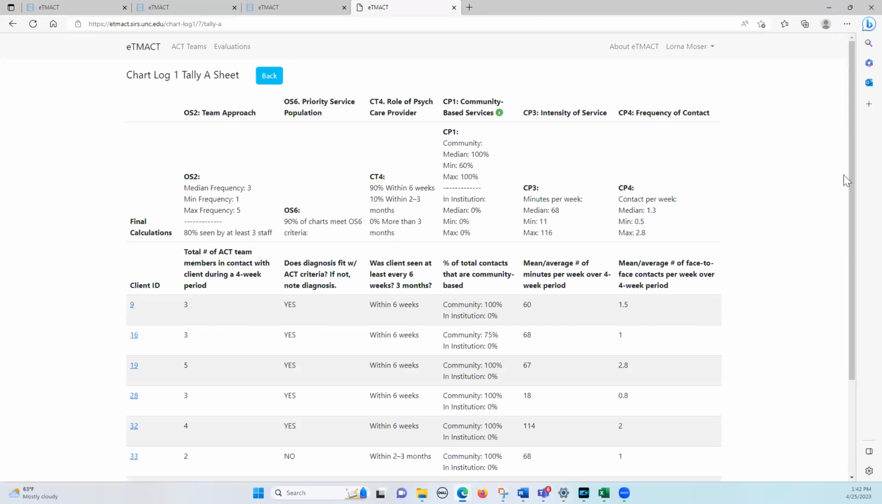What this is doing is what we used to have to do by hand or use some pre-developed Excel spreadsheet with formulas. It is calculating out some of the basic information around team approach, priority service population, role of the psychiatric care provider in terms of frequency of contact, community-based services, intensity of service, and frequency of contact. Each row is a client ID.